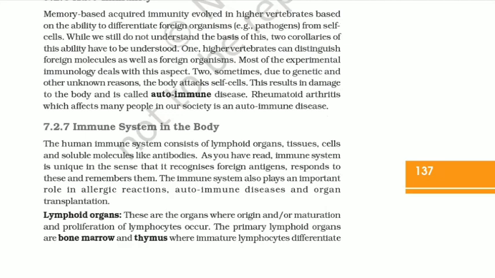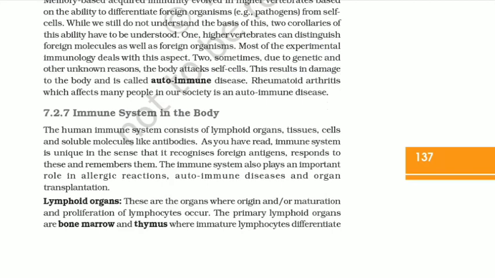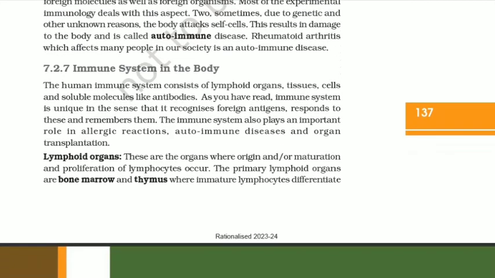Two, sometimes due to genetic and other unknown reasons, the body attacks self cells. This results in damage to the body and is called autoimmune disease. Rheumatoid arthritis, which affects many people in our society, is an autoimmune disease.